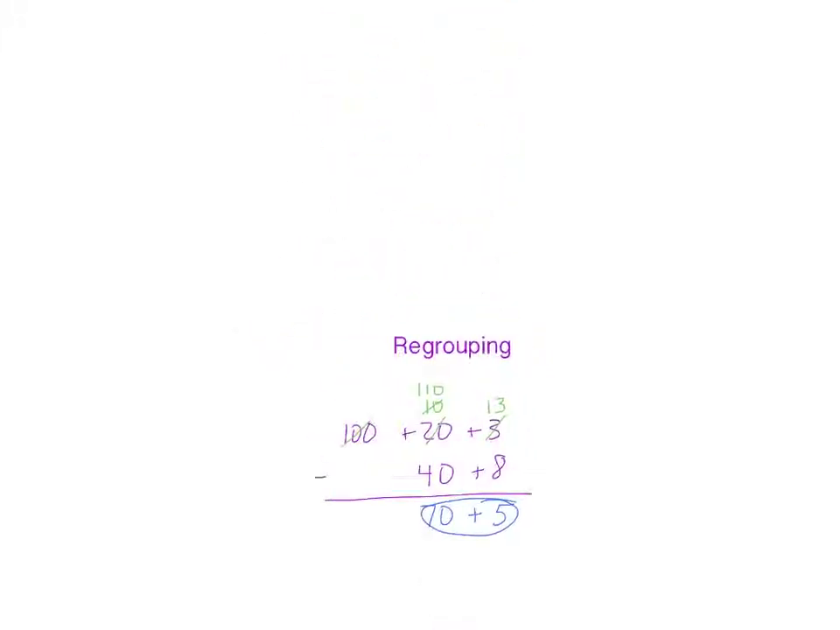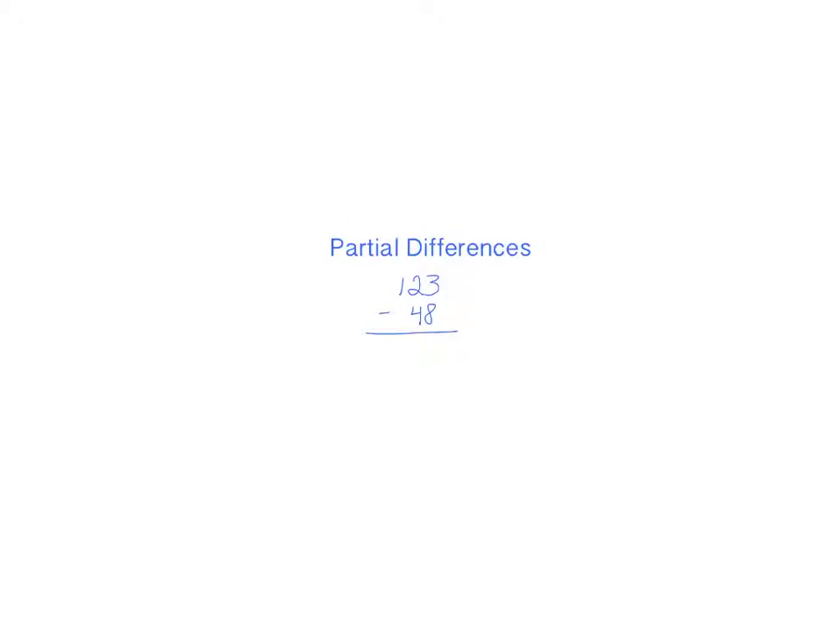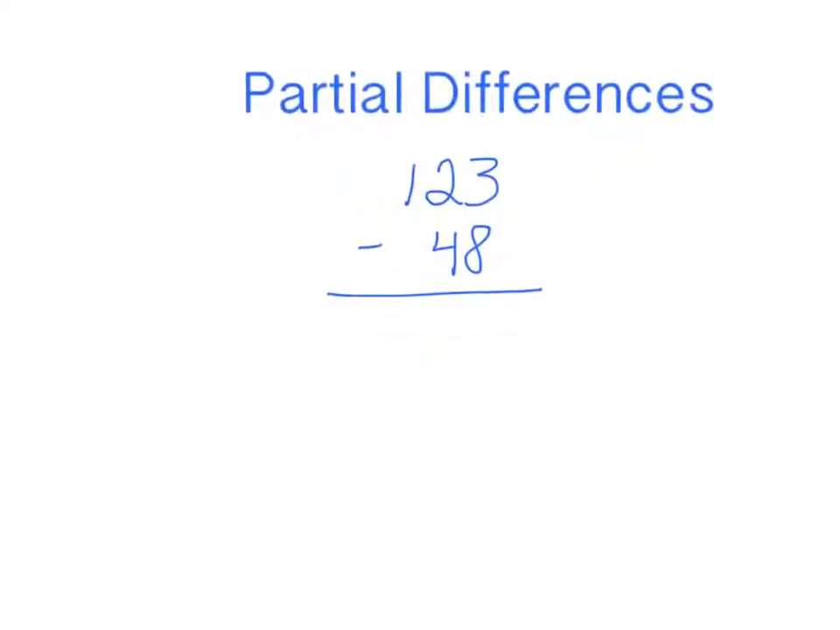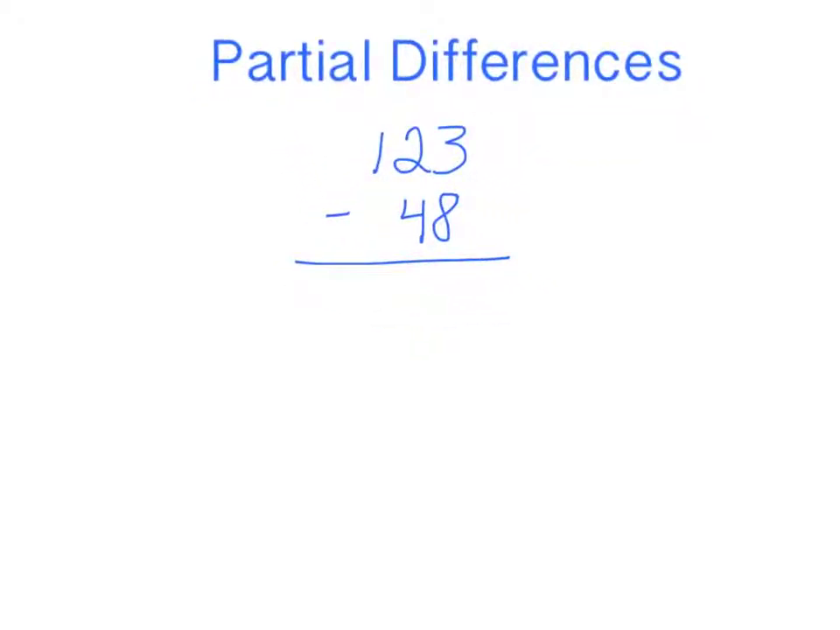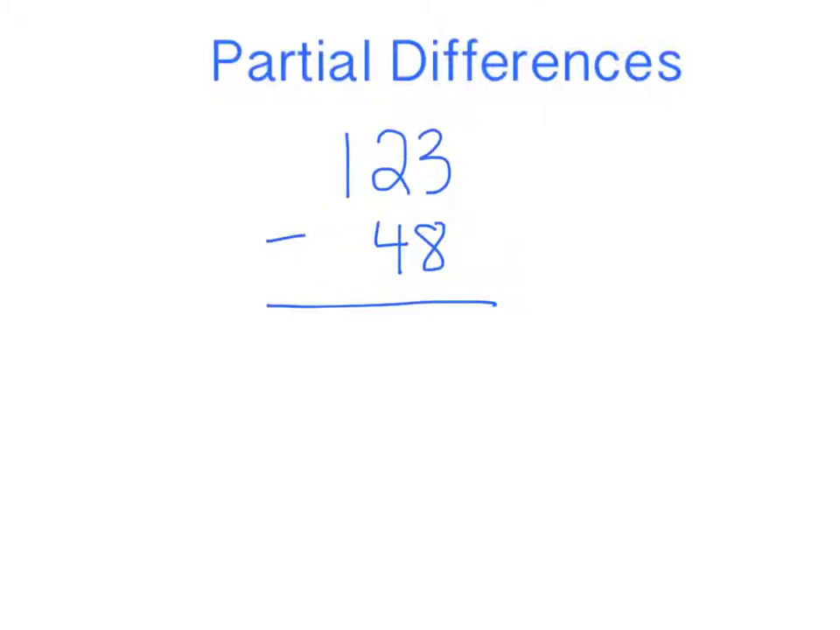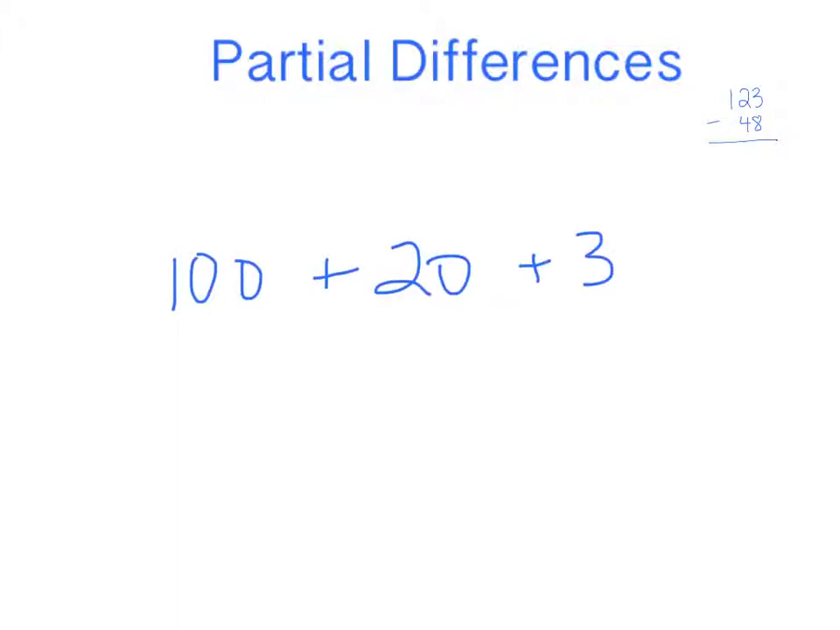Next, let's look at partial differences. In partial differences, we don't regroup the top number, and instead, we just keep track of whether each place value is in the positive or the negative. Just like when we taught regrouping, we're going to teach partial differences using expanded notation as well, so students can understand what exactly is happening with each place value. So, 100 plus 20 plus 3 minus 40 plus 8.